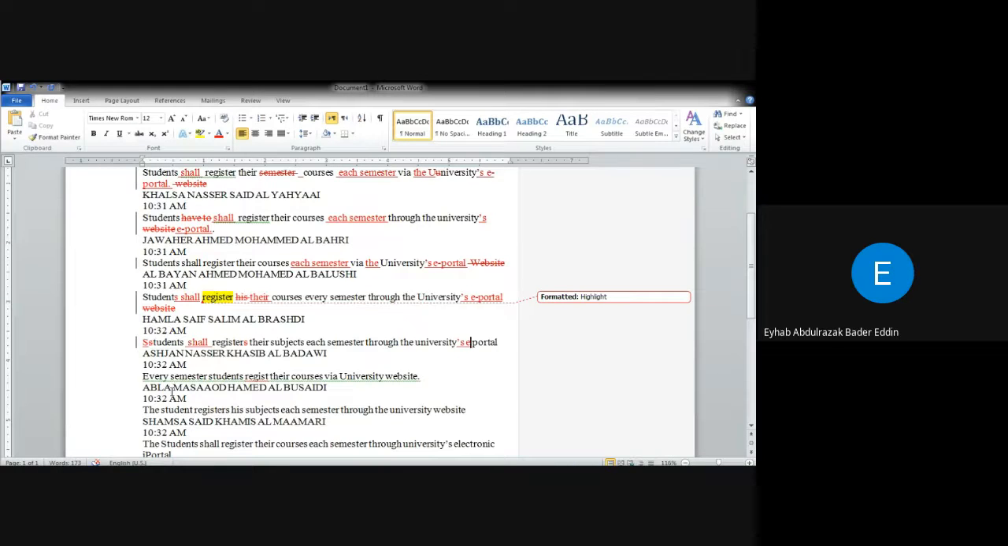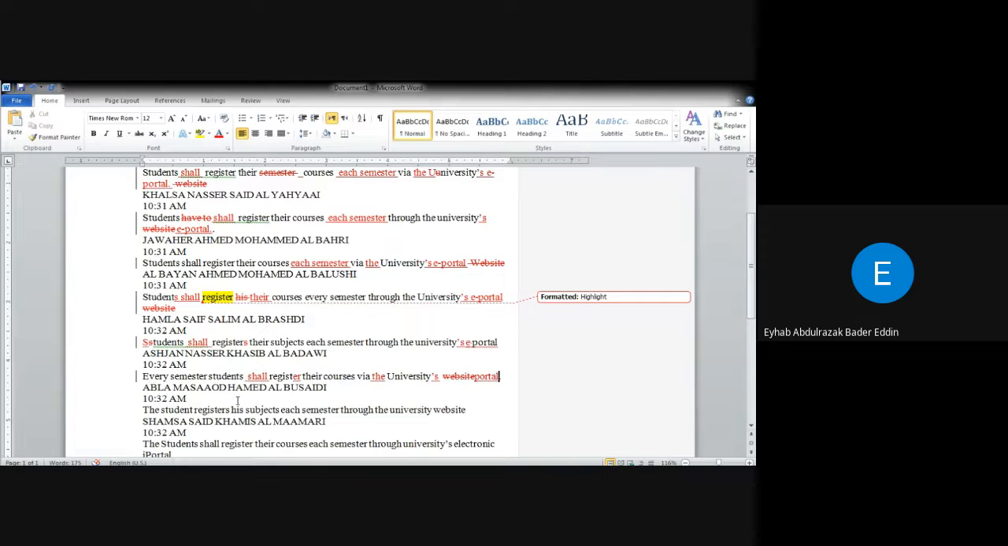E-portal. Every semester, excellent, students shall register. Shall register their courses via the university e-portal. Okay? Then we won't continue with the same problems.